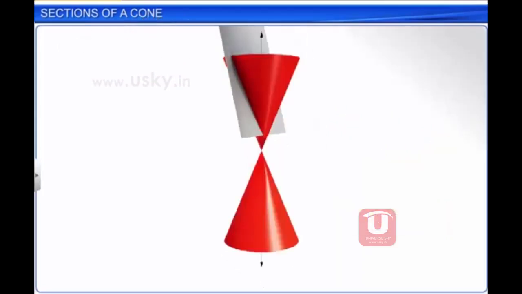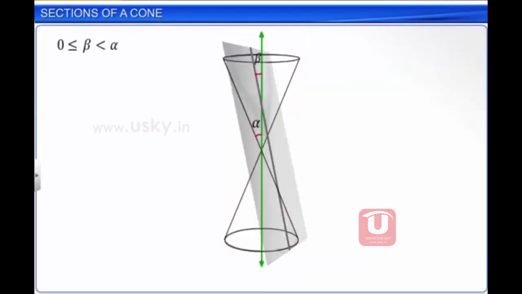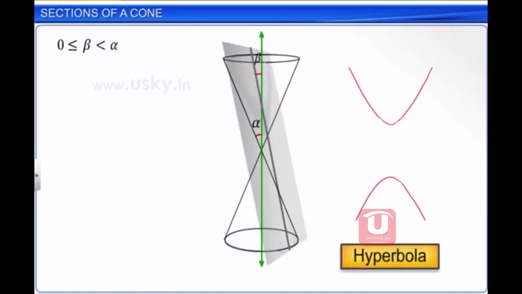If the plane intersects the cone such that angle beta is less than angle alpha and greater than or equal to 0, the plane cuts across both napes of the cone, and the resulting conic section is a hyperbola.